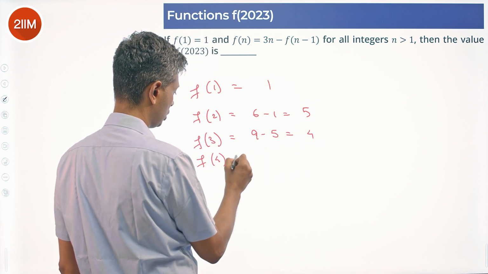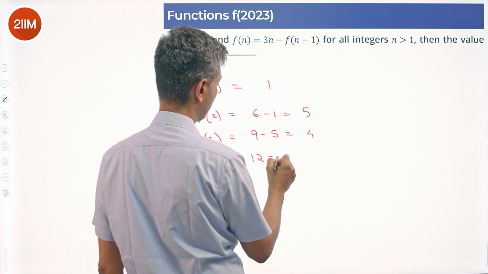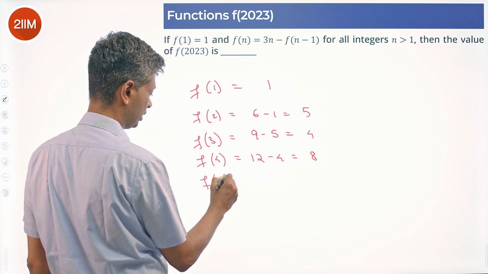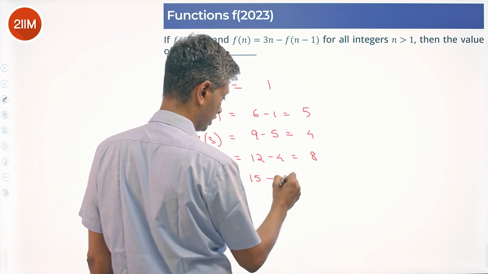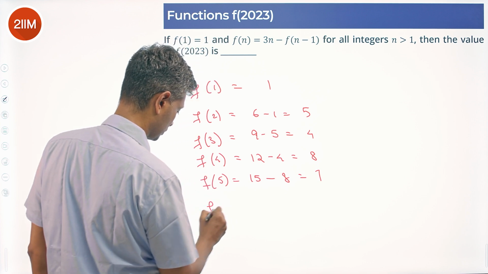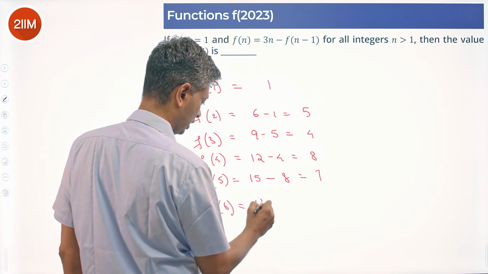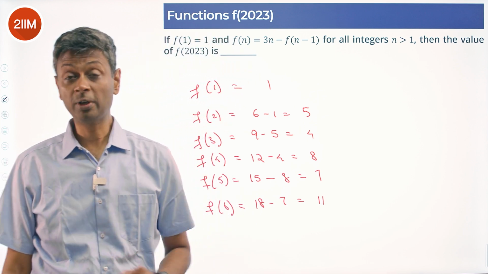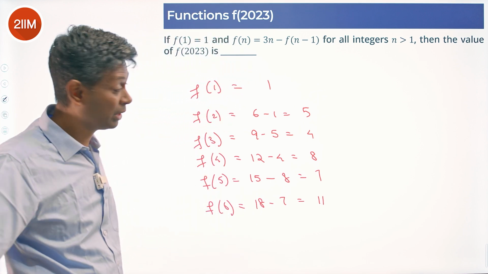f of 4 is 4 into 3, 12 minus 4, which is 8. f of 5 is 15 minus 8, which is 7. f of 6 is 18 minus 7, which is 11. Wonderful sequence. We've got a bunch of numbers.